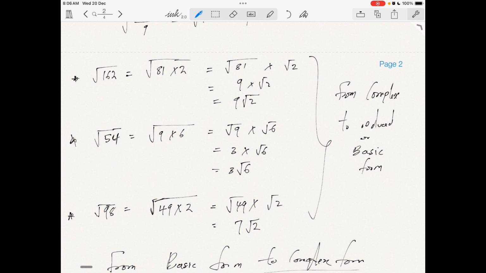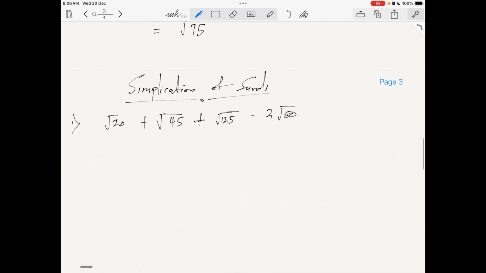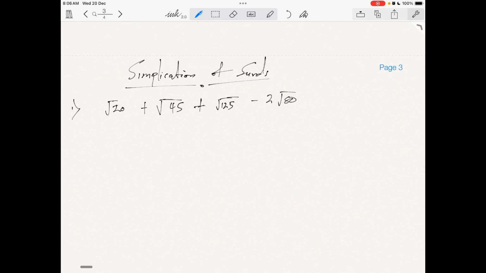So when we are going from the complex to basic form, we can also do the same thing here. So we reduce it. All these are in complex form, so we reduce them to their basic form. And with that we can perform the algebraic operations on them. So let's take for instance root 20. Root 20 is the same thing as root 4 multiplied by 5, and root 45 is the same thing as saying 9 multiplied by 5. Root 125 is the same thing as saying 25 multiplied by 5, minus 2 root 80.